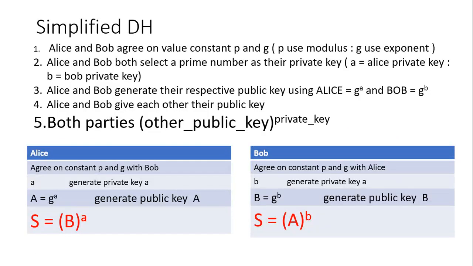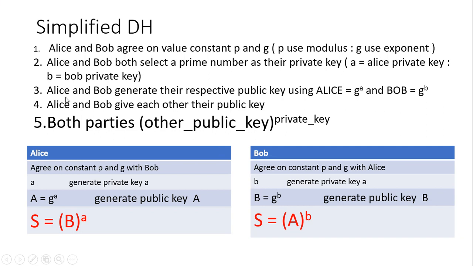So this is the simplified version of Diffie-Hellman, without the modulus part. Alice and Bob both agree on some constant values to be used in their mathematical calculation, P and G. P is used in the modulus calculation and G is used in the exponent calculation, so we're just going to ignore the P part. Alice and Bob select a prime number as their private key: small a for Alice's private key and small b for Bob's private key.